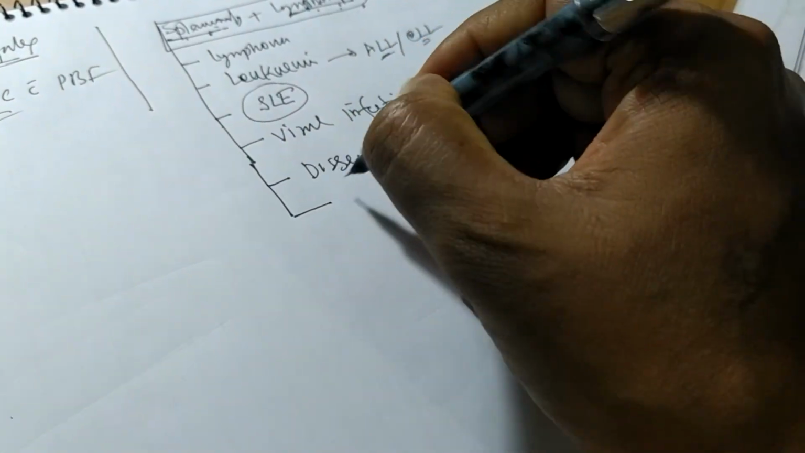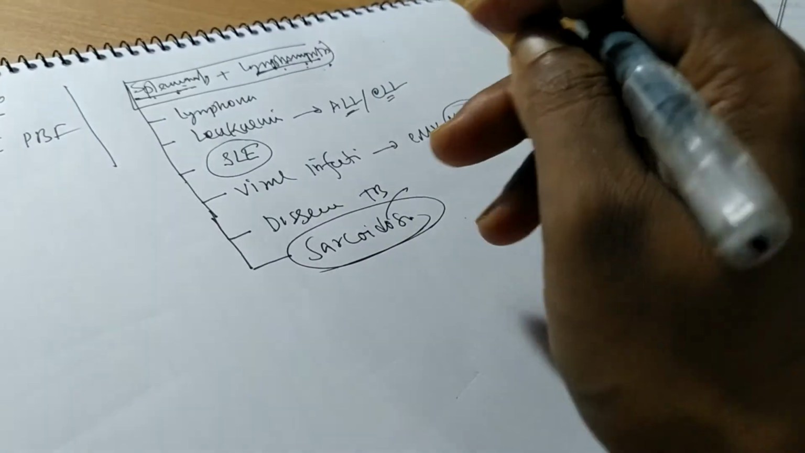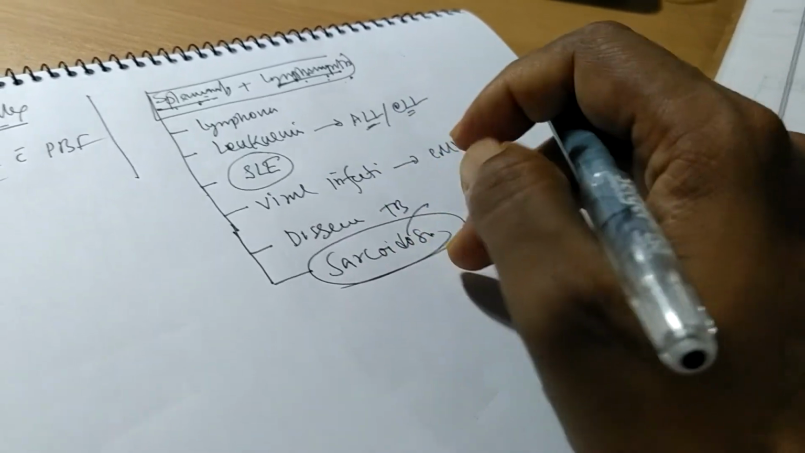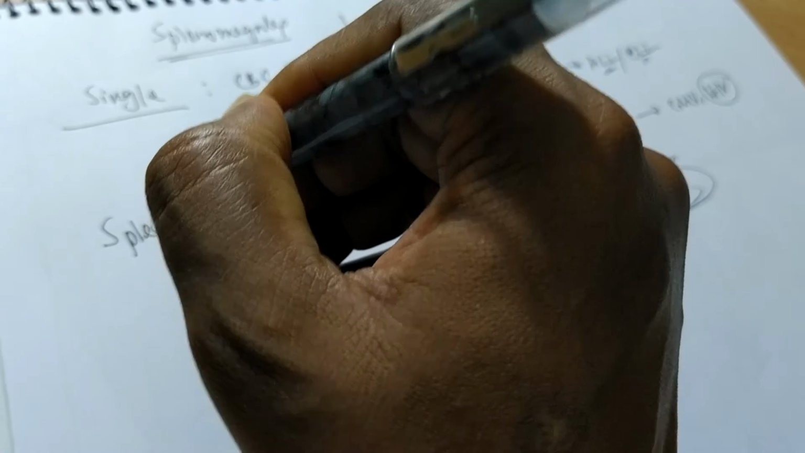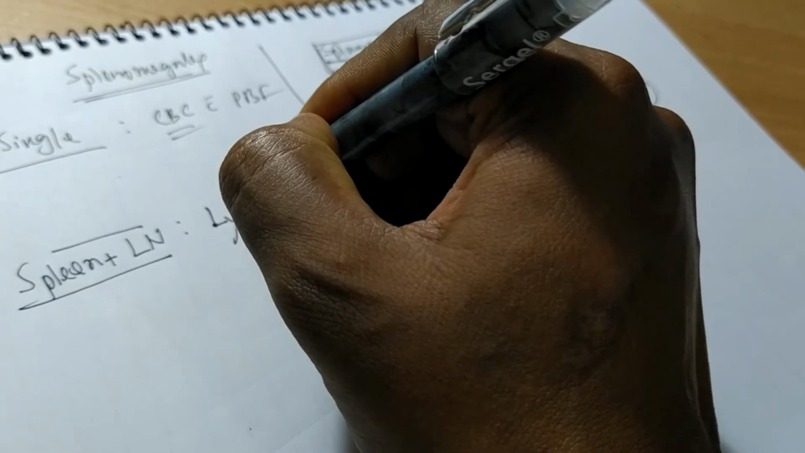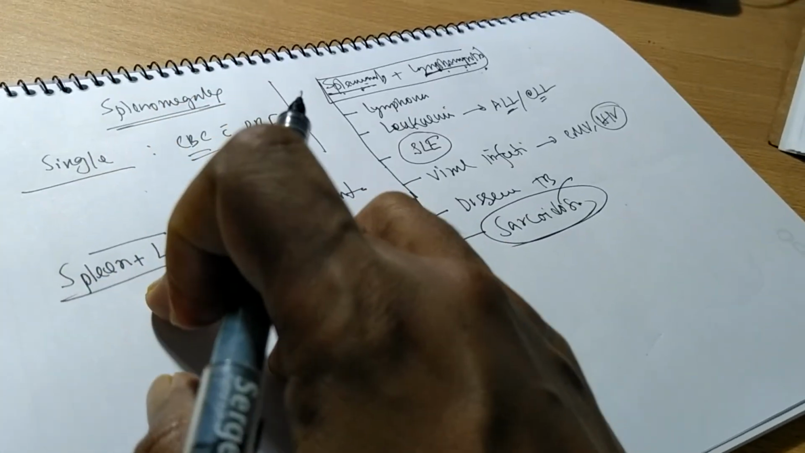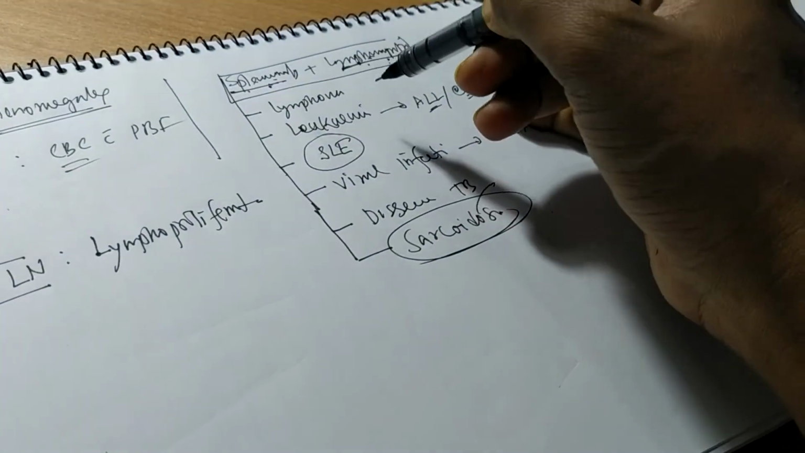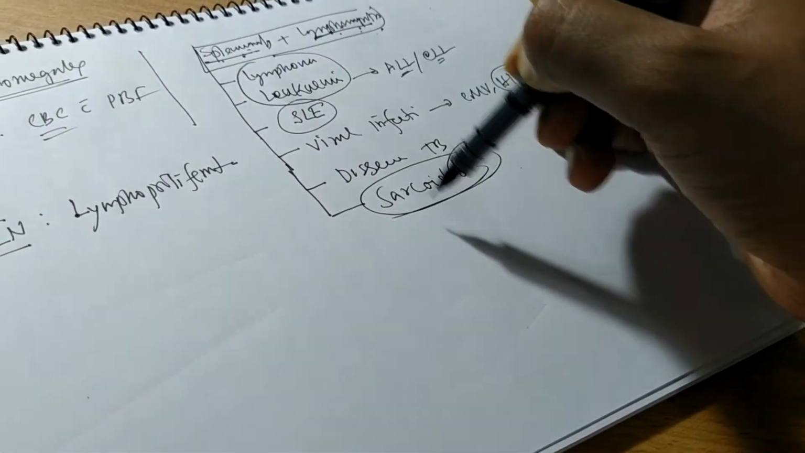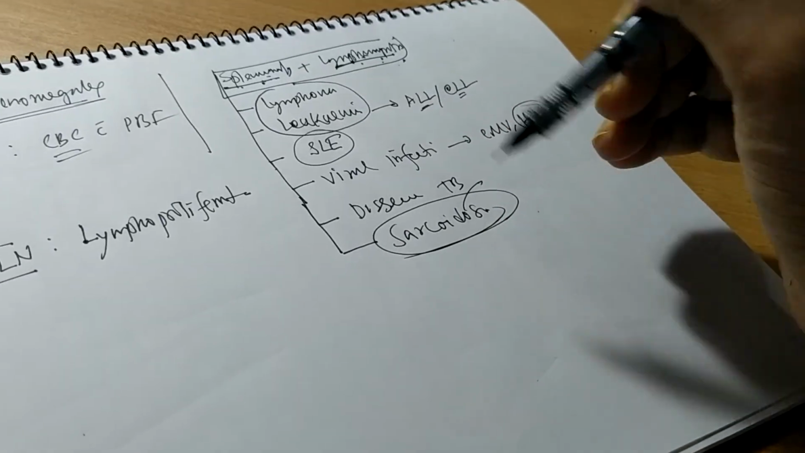For the advanced student, you may add another one, that is called sarcoidosis. It is actually the same problem, the immunological involvement of the lymphoid organ. Okay, so I repeat again, for your easy understanding, spleen plus lymph node, that is involvement of the lymphoproliferative system. Spleen and lymph node means there is lymphoproliferative disease. Here lymphoproliferative disease means lymphoma and leukemia, and these others are not lymphoproliferative diseases, but these diseases involve the lymphoid organ: SLE, viral infection, disseminated TB and sarcoidosis.